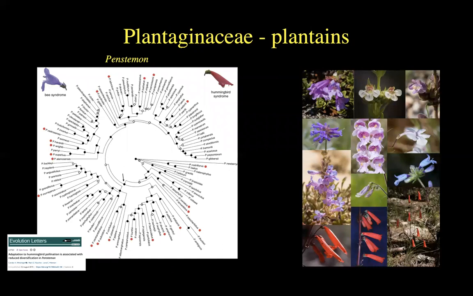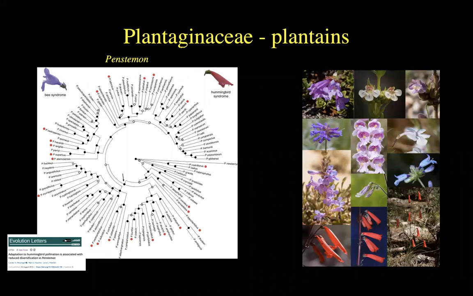Okay, within Plantaginaceae, a wonderful group of plants to know is Penstemon. They don't have a common name in English. It's Penstemon, and there are hundreds of species of this. Strongly bilabiate, high fusion, delightful flowers. And here's some of the diversity here.